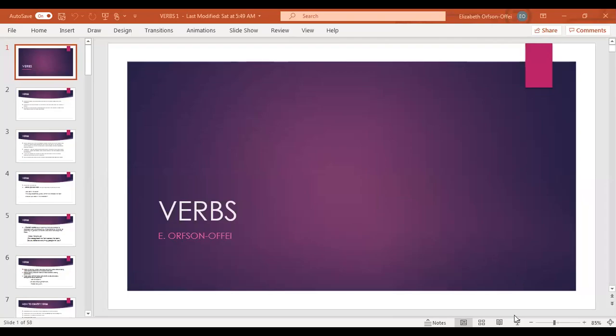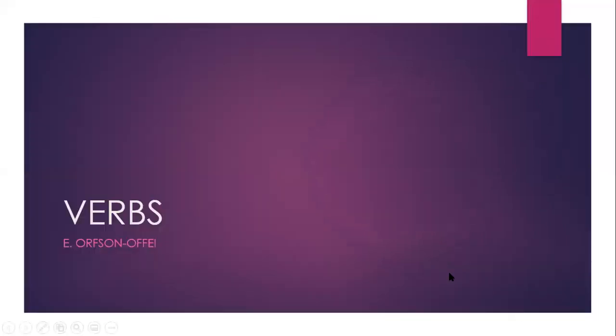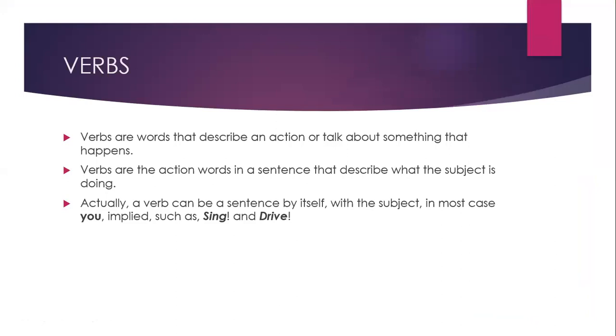So what are verbs? Verbs are words that describe an action or talk about something that happens. In our lives, we always have to talk about things, right? It's not always people that we talk about, nouns. But sometimes we talk about actions that these people engage in or describe things that happen around us, and it is verbs that help us to do that. The verbs are said to be the action words in a sentence, and they describe what the subject or the noun is doing.